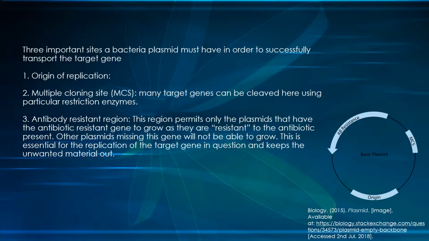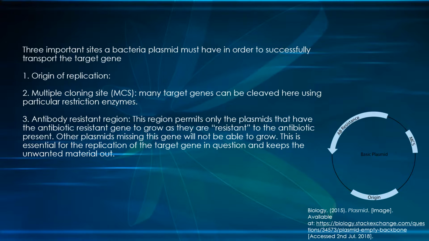On your left, the antibiotic resistant region. This region permits only the plasmids that have the antibiotic resistant gene to grow, as they are resistant to the antibiotic that is present. Other plasmids that perhaps have not taken up this gene won't be allowed to grow. This is essential for the replication of the target gene in question, and it keeps all the other unwanted material out.